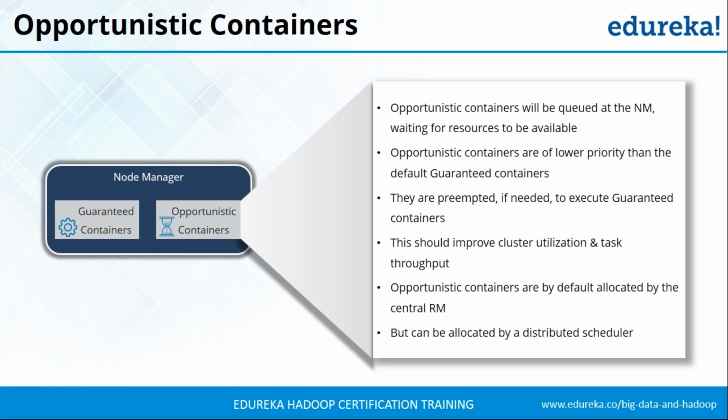So basically, in the guaranteed containers that were there in Hadoop 2, it has to wait for the node manager to provide it with the resources and then only it will process the requests that are there. But in opportunistic containers, it will be queued at the node manager waiting for resources to be available for it to start. That's the only difference here. And we know what advantage it provides. Basically, it improves your cluster utilization.